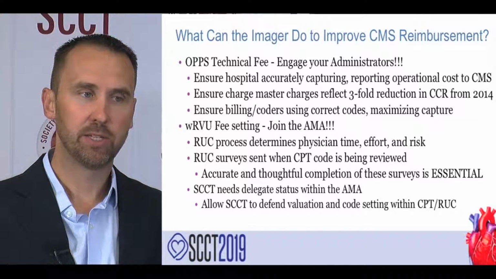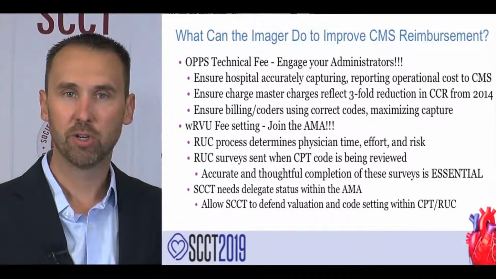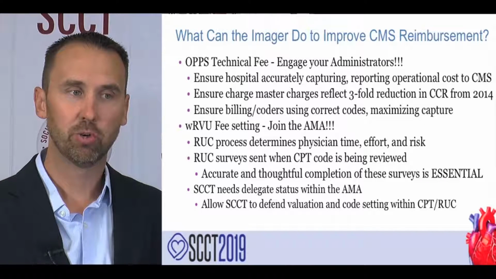If you had to ask me what are some of the major factors that are affecting CT reimbursement through CMS right now, this is what I would say. So as we just talked about, the APC allocation, likely due to underreporting of cost, has really hurt reimbursement.